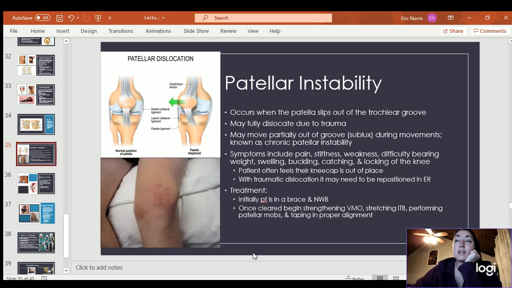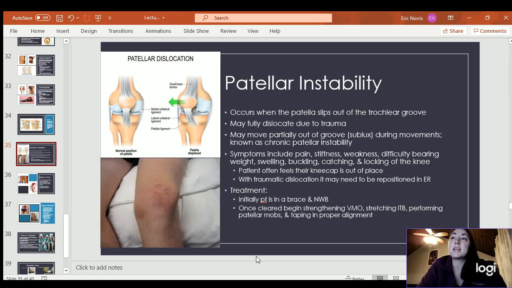All right, patellar instability. That is when the patella slips out of the trochlear groove that it should be remaining in. You can fully dislocate the patella. It's typically due to trauma. But with a full dislocation, they may actually have to go to the ER and have it repositioned.